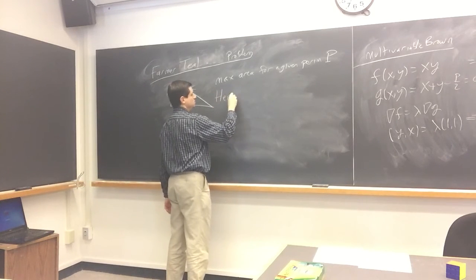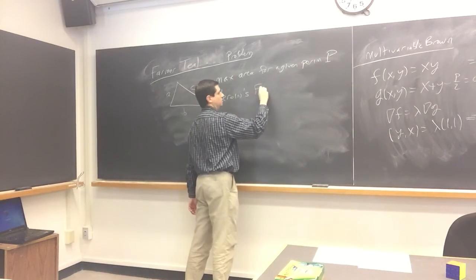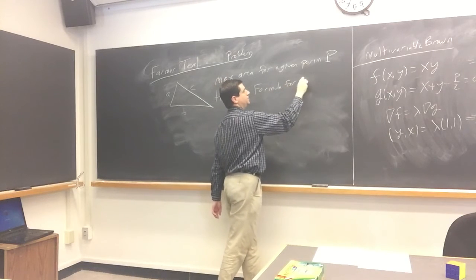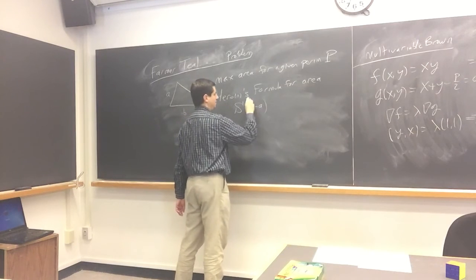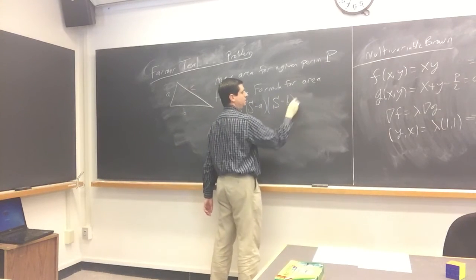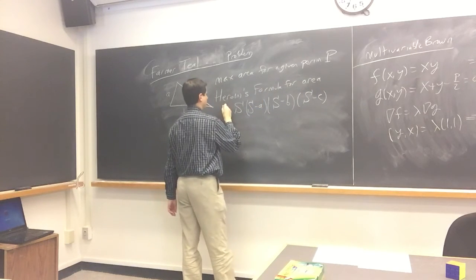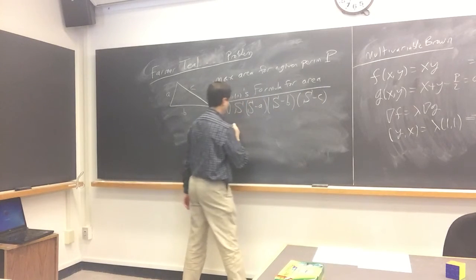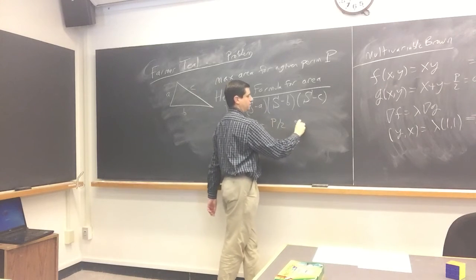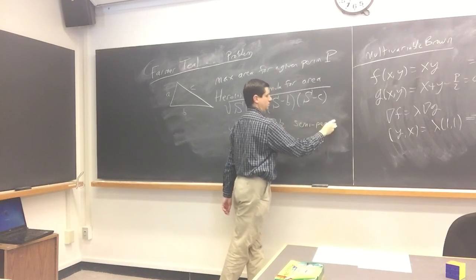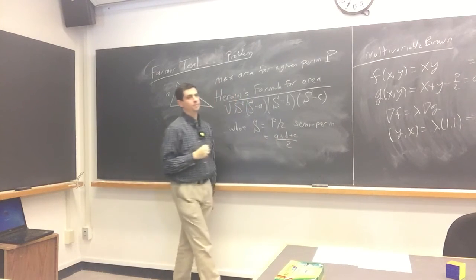So Heron's formula, and I think there's debate as to whether or not to include the n, gives us the area. It is equal to the square root of s times (s minus a) times (s minus b) times (s minus c), where s is the semi-perimeter. So it's (a plus b plus c) over 2.